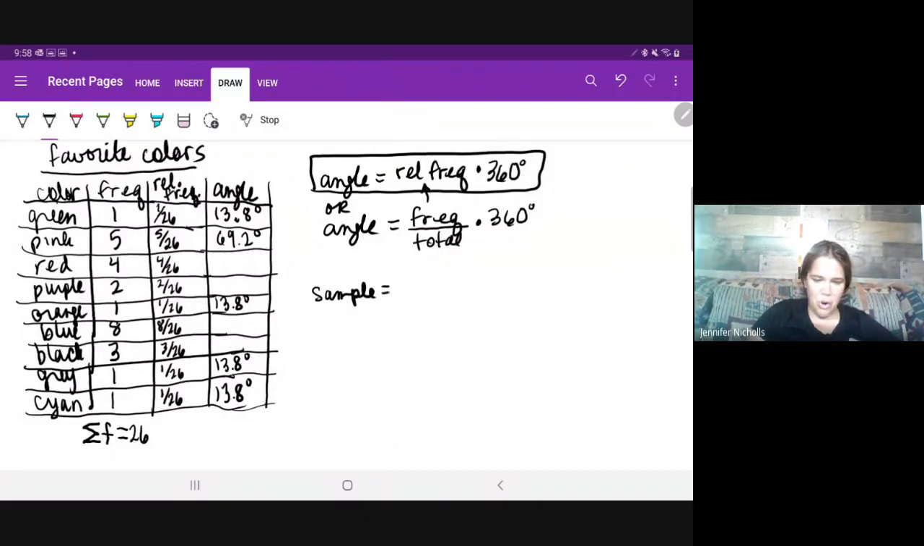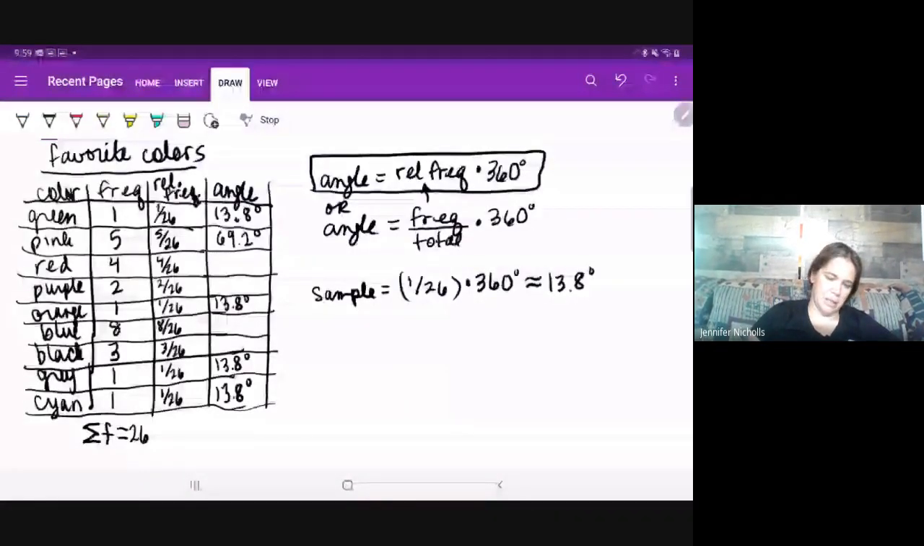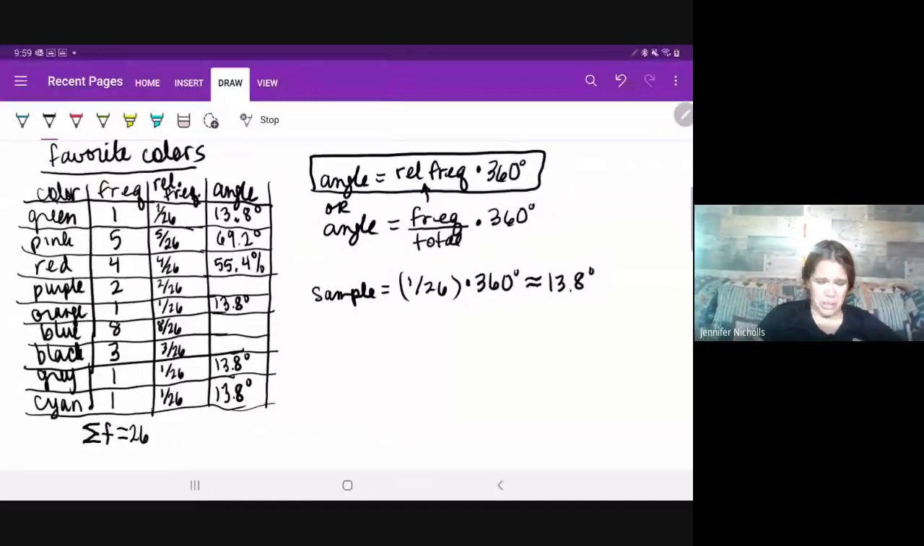So what did we do? 1 over 26 times 360, right? Just so you have it back when you're trying to do your homework on your own. We could put approximately. I am a math teacher, so wavy lines is approximately. Okay, and then this one was 55.4 degrees. Some people will round to the whole numbers and some people round to the decimals. It's kind of up to you, which kind of makes things harder.